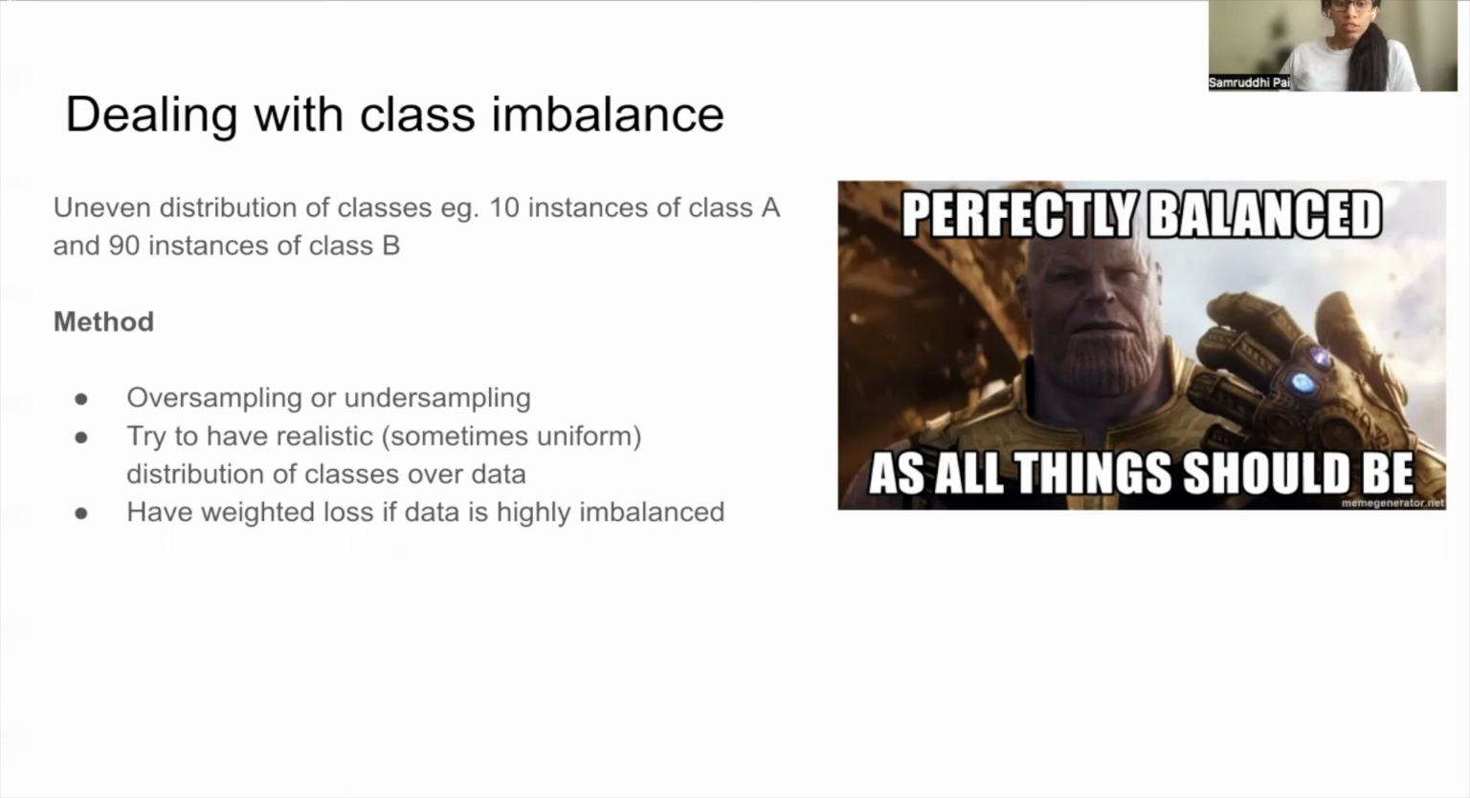Dealing with class imbalance can also be done by having a weighted loss function. You will learn more about what loss functions are in the course. But for now, to have a basic understanding of it, it's basically having weights to reduce the error more for class A and less for class B, as you have fewer instances corresponding to class A.